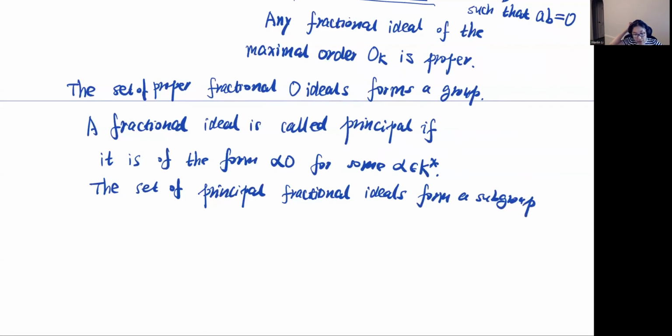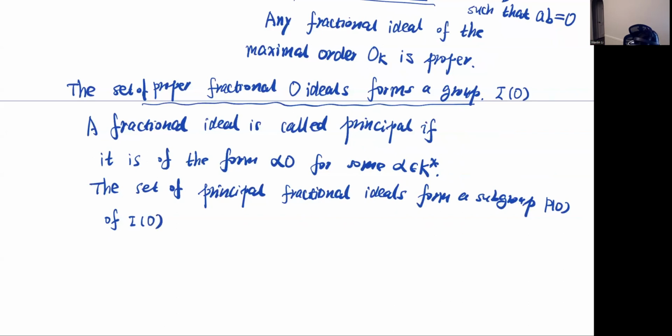So, if a fractional ideal is principal, it is always invertible, because you can take alpha inverse times O. It's also a principal fractional ideal, and then it is literally the inverse of alpha O. So form the subgroup of the group formed by proper fractional ideals. I will call this I of O, and the principal ones form a subgroup which we'll call P of O. It is a subgroup of I of O.